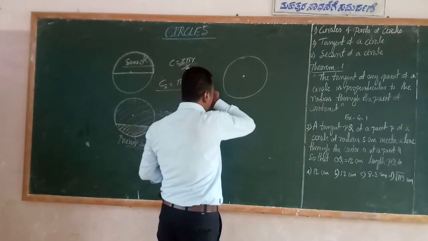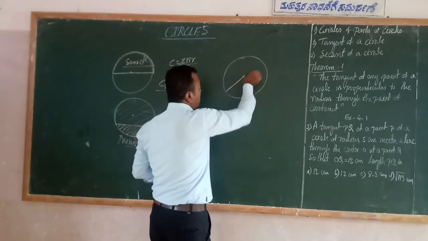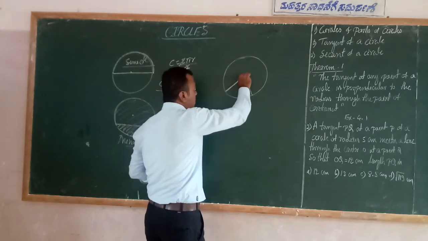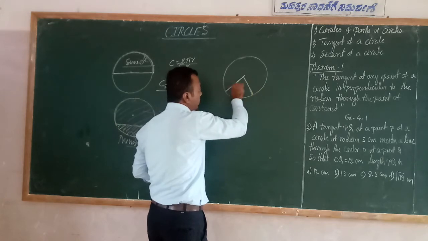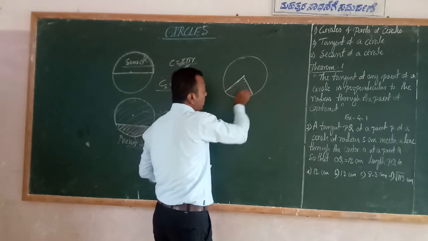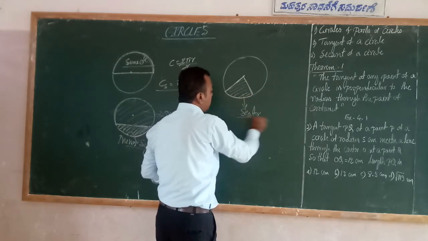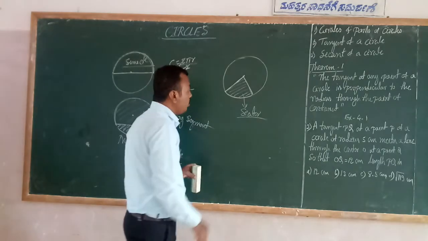This is the center. And so this is what? Radius. This is also a radius. These are 2 radii and this is called an arc. This region, this area, we call it what? Sector of a circle. What do you mean by sector of a circle?